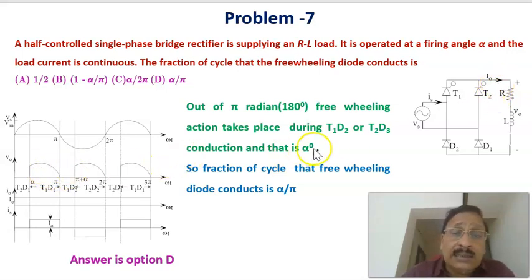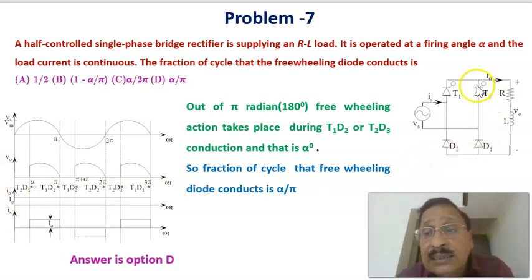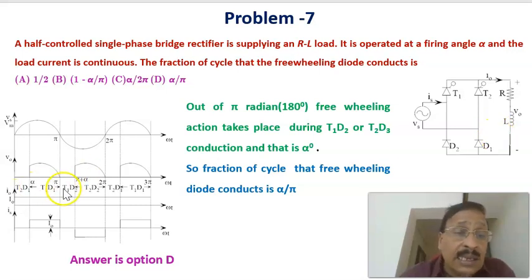In this case, for the duration in which the freewheeling action takes place, from 0 to alpha the conducting devices are T2 and D1, and that is the freewheeling action. Again from pi to pi plus alpha, T1 and D2 are conducting, which is again freewheeling action. The question is what fraction of the cycle the diode freewheels. Out of pi radians, 180 degrees, the freewheeling action takes place for the alpha duration.